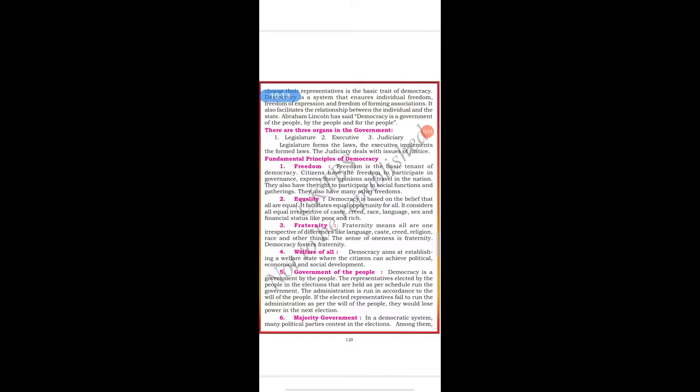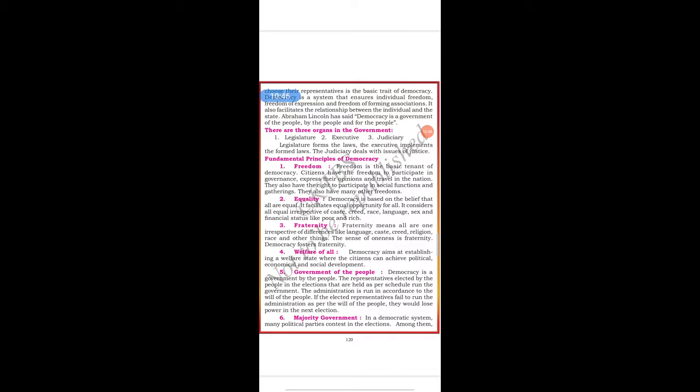Now let us see the government of the people. Democracy is a government by the people, by representatives elected by the people in the elections that are held as per schedule to run the government. The administration is run in accordance with the will of the people. If the elected representatives fail to run the administration as per the will of the people, they would lose power in the next election. So students, according to this principle of democracy, government of the people, democracy is a government by the people, isn't it?